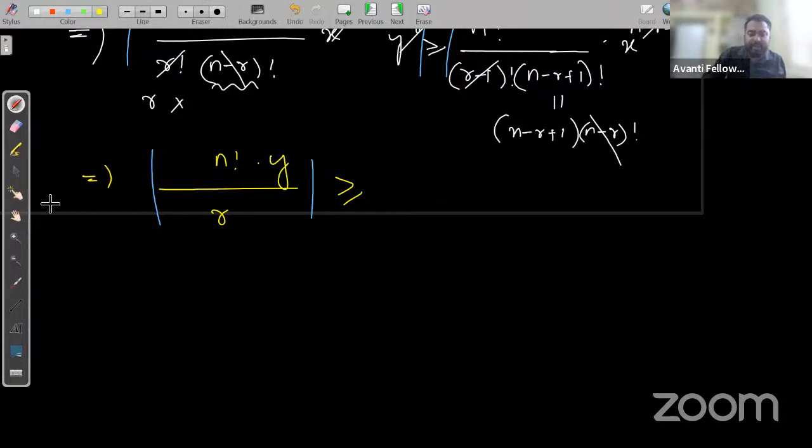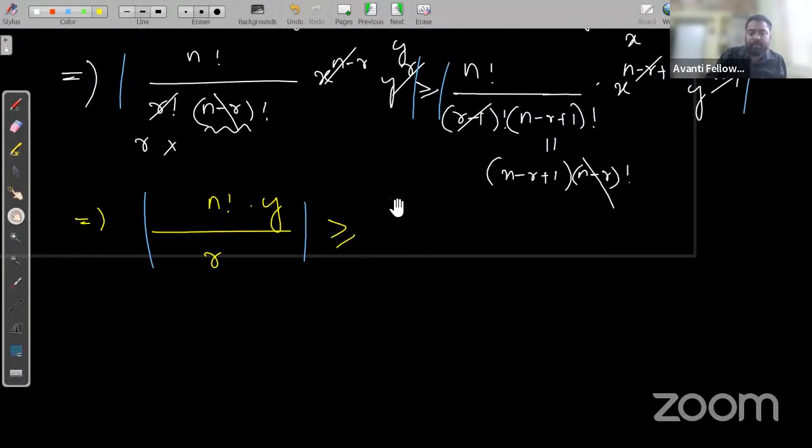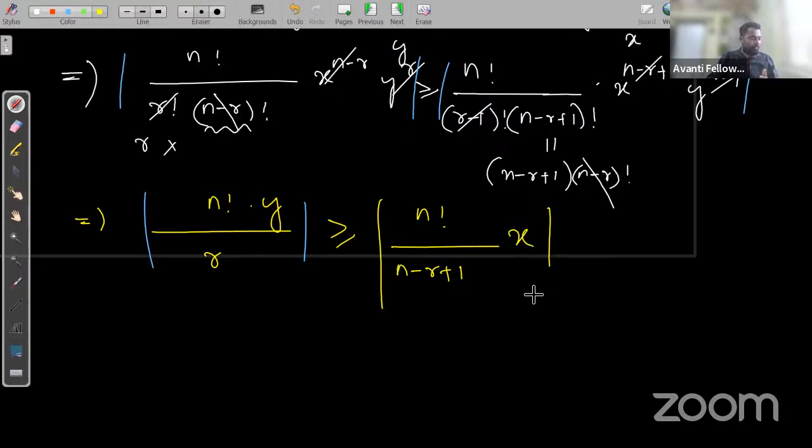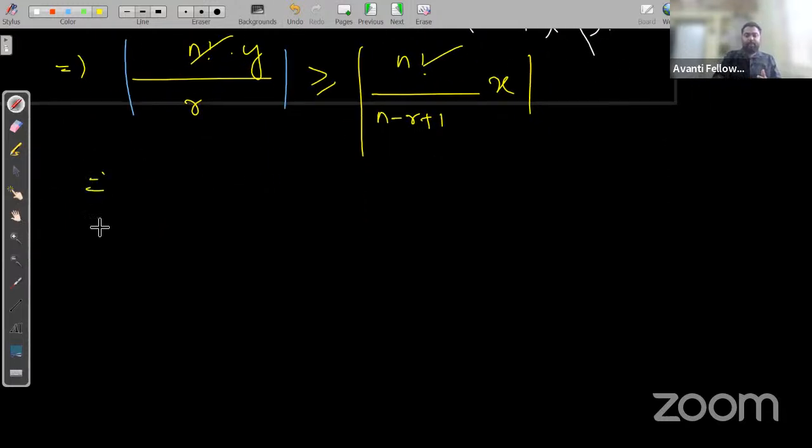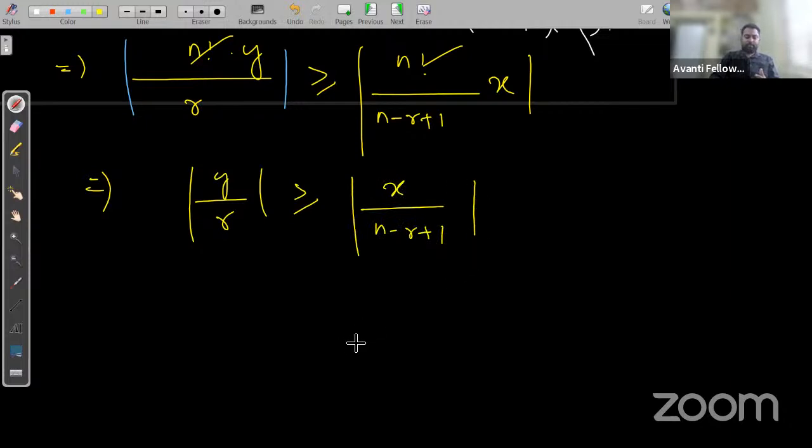And in the right hand side, what are we having? We are having n factorial divided by n minus r plus 1 into mod x. Yes or no? And n factorial will be cancelled out, right? So finally, what are we having? We are having mod y upon r, which is greater than or equal to mod x upon n minus r plus 1. Is that clear to everyone?